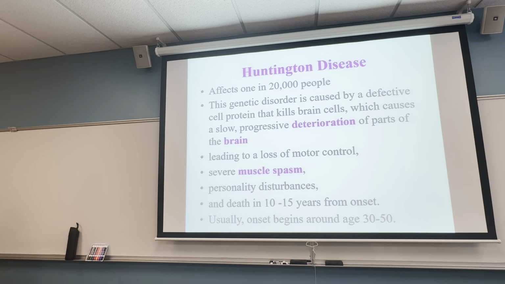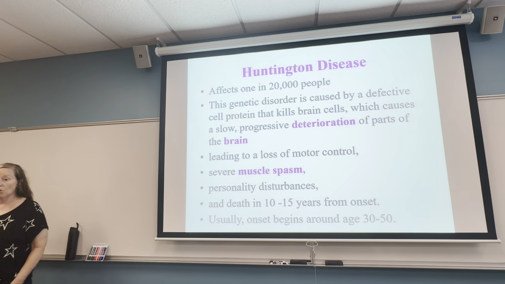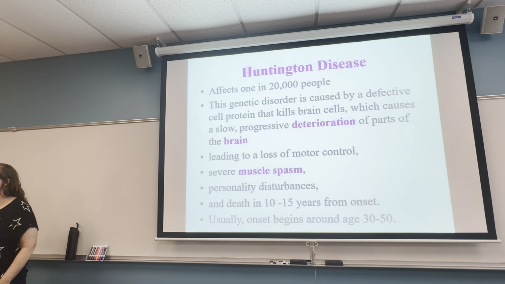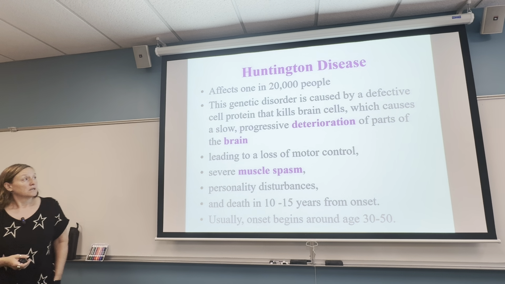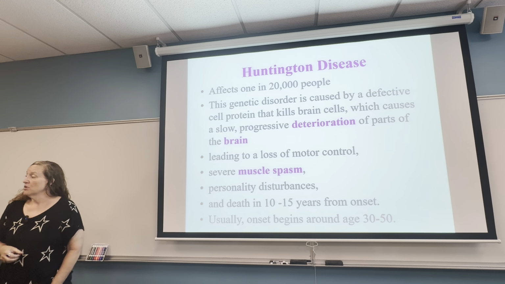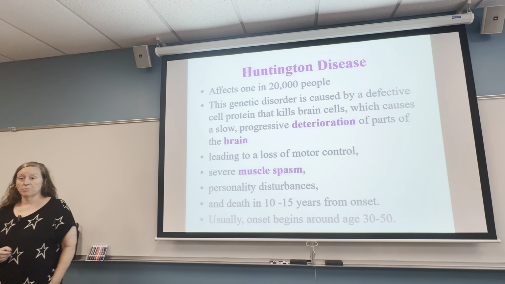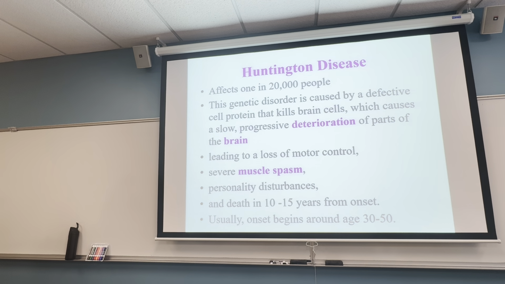So this is kind of a big problem in terms of inheritance: if one of your parents has a dominant allele and contributes that to you, it will result in this disease. We say it's about 1 in 20,000 people, so not super common. It's a defective protein in the brain, and by having this defective protein, it causes all kinds of neurological issues.